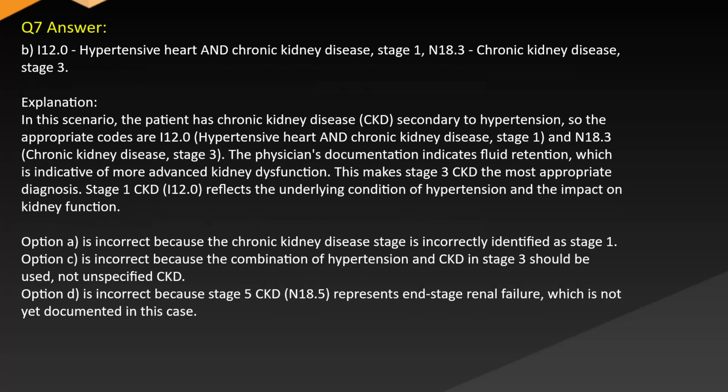Answer B. I12.0? Hypertensive heart and chronic kidney disease stage 1 and N18.3, chronic kidney disease stage 3. Explanation: In this scenario, the patient has chronic kidney disease (CKD) secondary to hypertension, so the appropriate codes are I12.0, hypertensive heart and chronic kidney disease stage 1, and N18.3, chronic kidney disease stage 3.